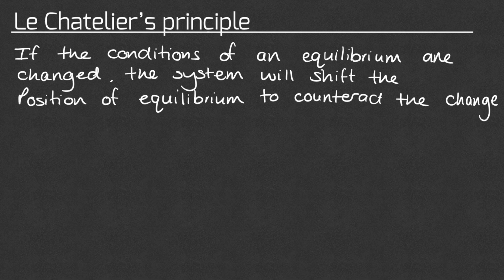Le Chatelier's principle states that if the conditions of an equilibrium are changed, the system will shift the position of equilibrium to counteract the change. Now we're going to break down what that means, but basically if we make a change to an equilibrium, for example if we increase the temperature, the system will try to do the opposite, so in that example it would decrease the temperature. If we try to decrease the pressure, the system will try to increase the pressure. So we're going to look at how the system does that.